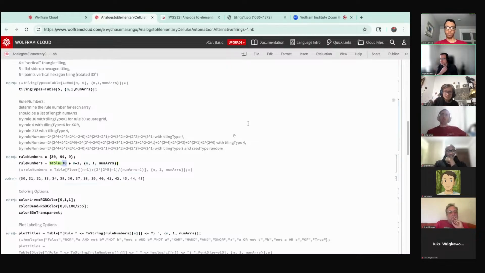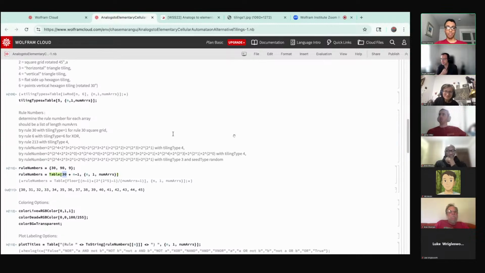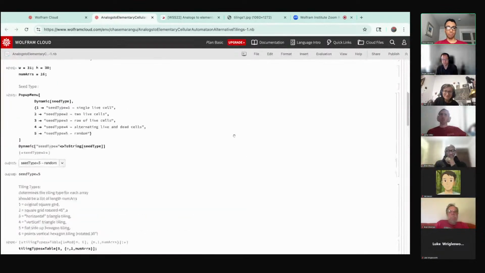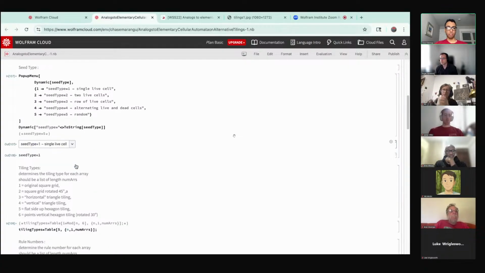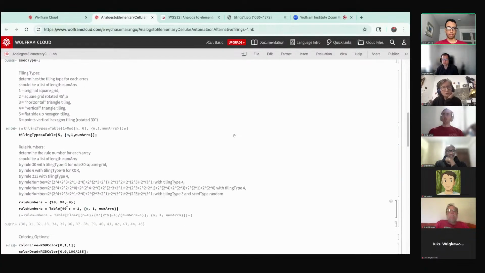Can you show us Rule 90 in detail on the hexagon grid? Yeah, personally, the two hexagon grids, both horizontal and vertical, were my favorite. So if we go with a single live cell, I think we'll just give it some space.